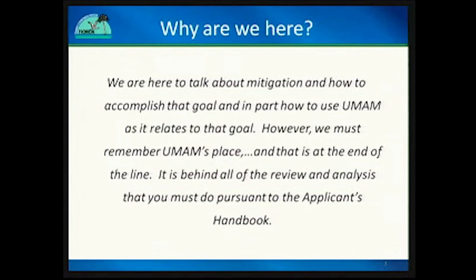And really, you shouldn't do that. You still need all the stuff in there. UMAM, the only thing it did was replace the ratios portion in the Applicant's Handbook. All right, so does everybody get that?